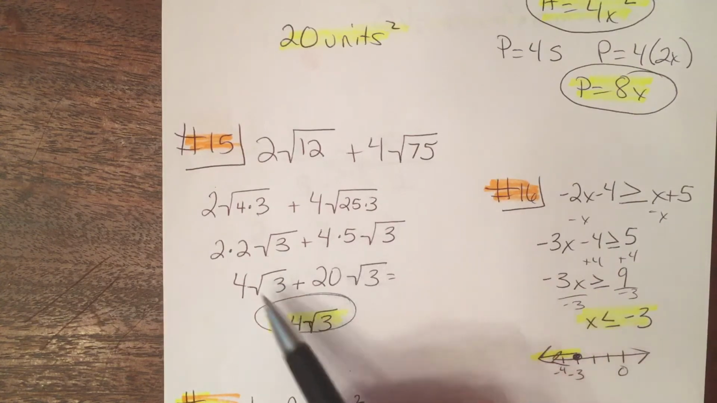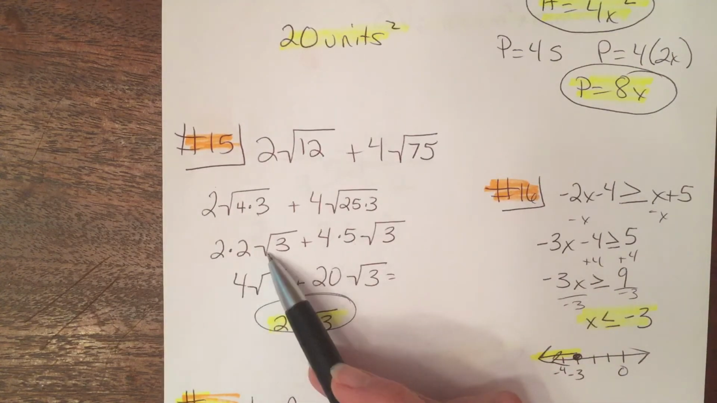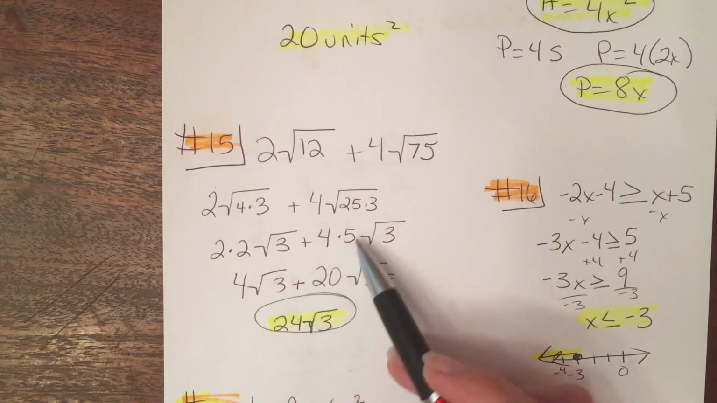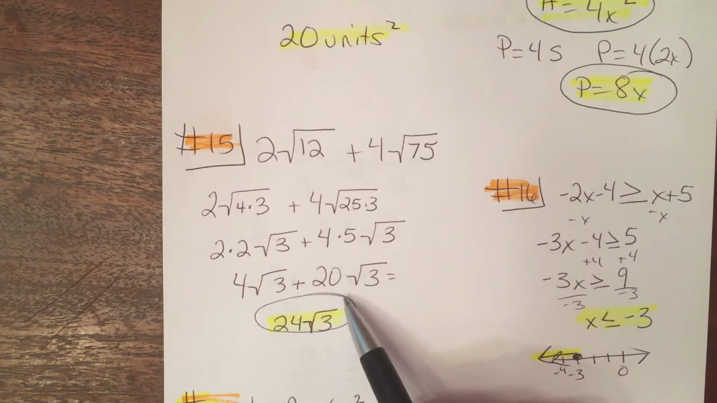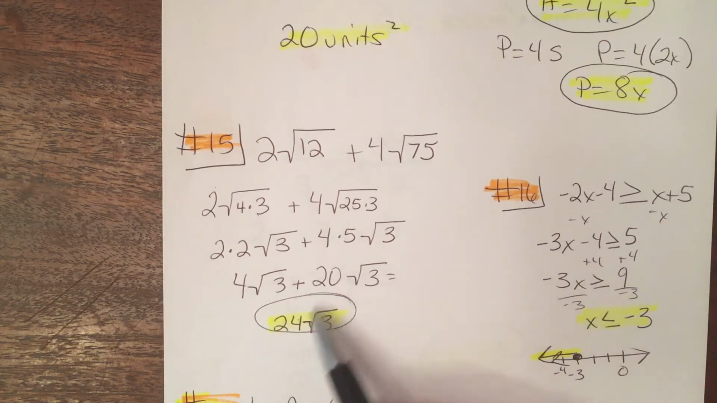So then I multiplied what was outside. 2 times 2 is 4 with radical 3, plus 4 times 5 is 20 radical 3. So now these are like, they're both radical 3s. 4 and 20 make 24 radical 3s. 24 radical 3.